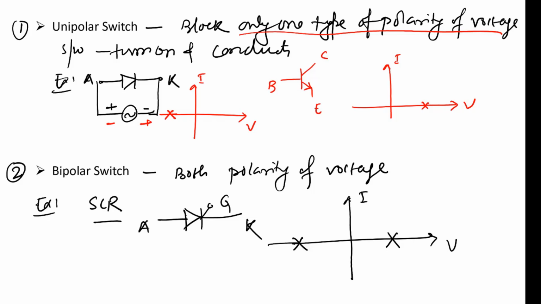Now next, move on to the third type of classification. In this classification, we will see whether the switches are unidirectional or bidirectional. It means it allows the flow of current through the devices only in one direction or both directions. So this is the first type, where the switches under this classification will conduct only in one direction.